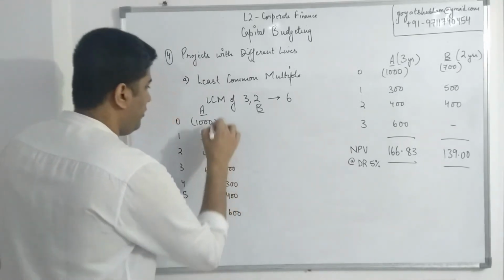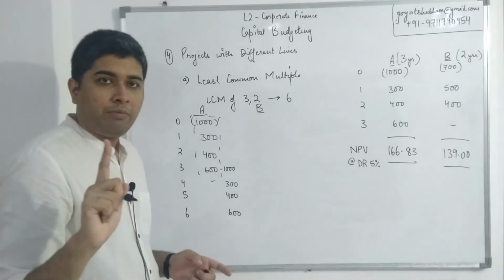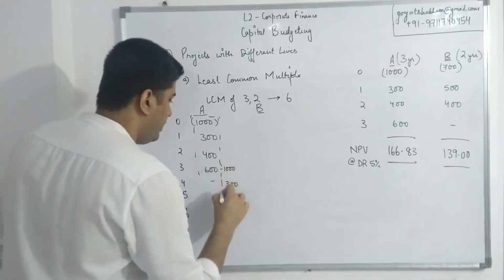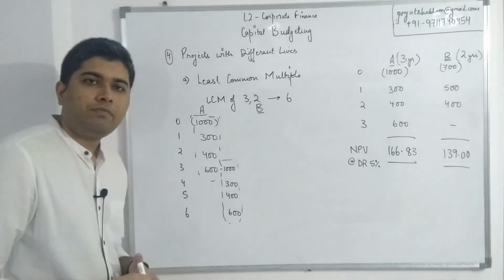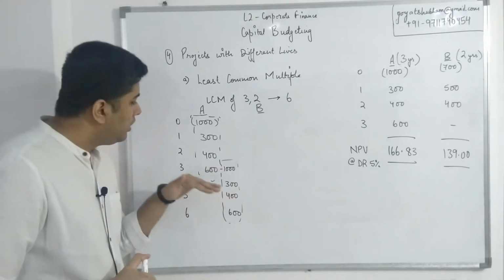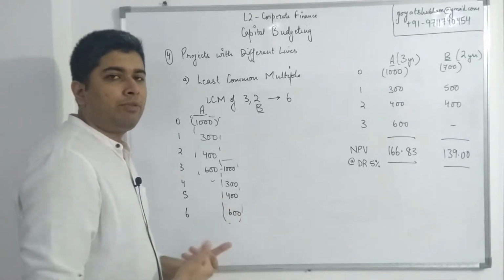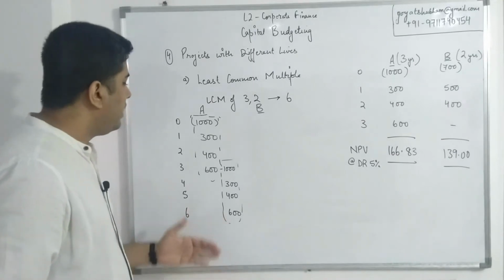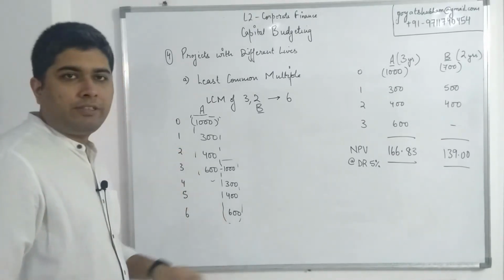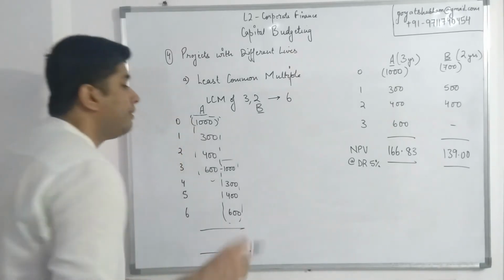This represents the first time I invested money in Project A, and this represents the second time I invested money in Project A. The LCM approach is simply saying that the moment your first cycle ends, start a next cycle of investing in the same project, getting the same cash flows, same discount rate, everything exactly the same. Once you have it for 6 years, calculate the NPV for the combined cash flows.